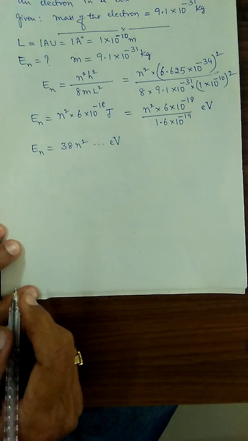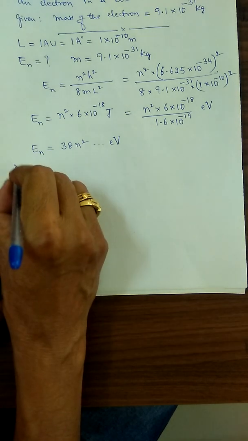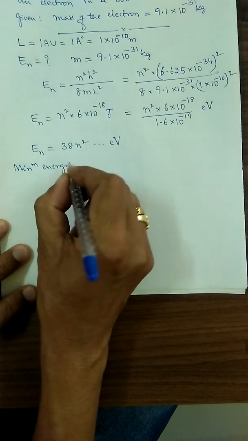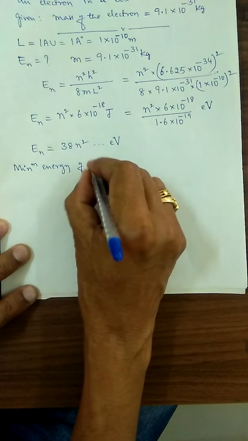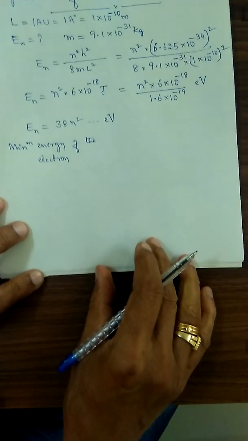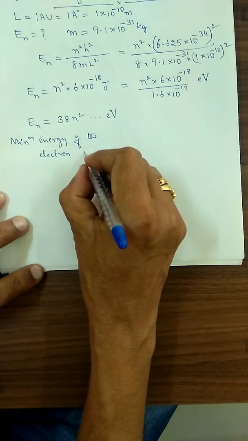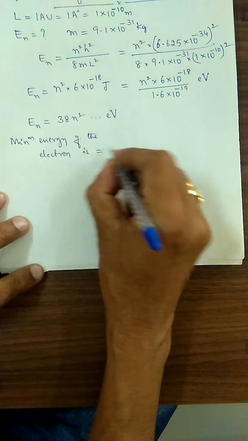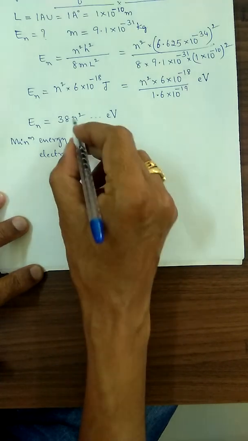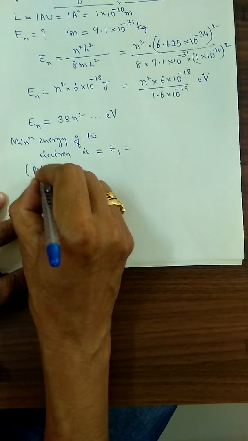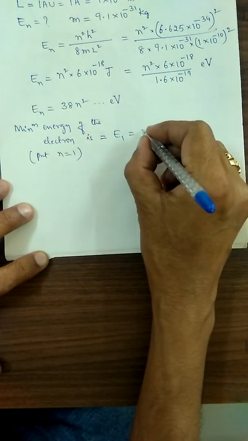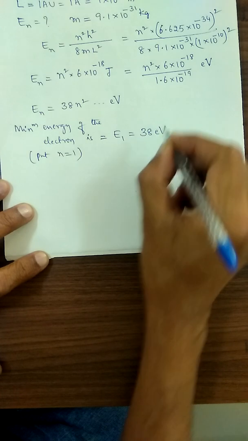Now, what is the minimum energy of the electron? The minimum energy of the electron is given by E1. Put n is equal to 1. E1 is equal to 38 eV.